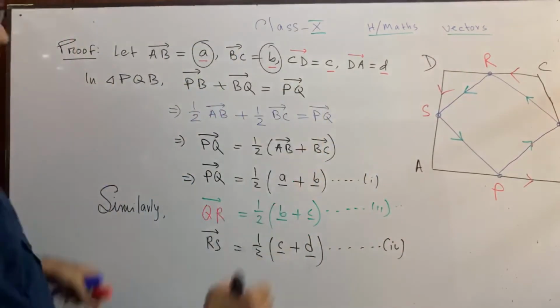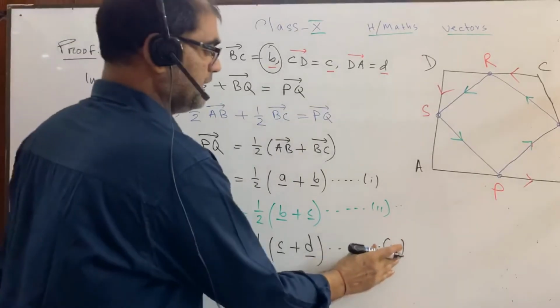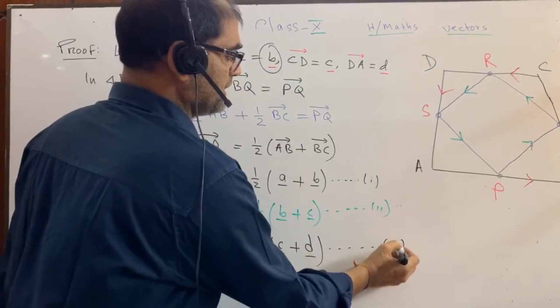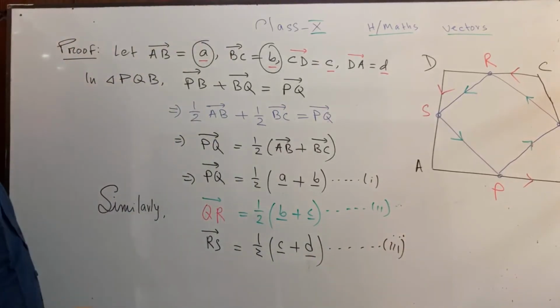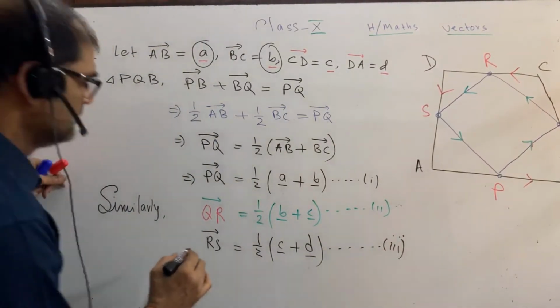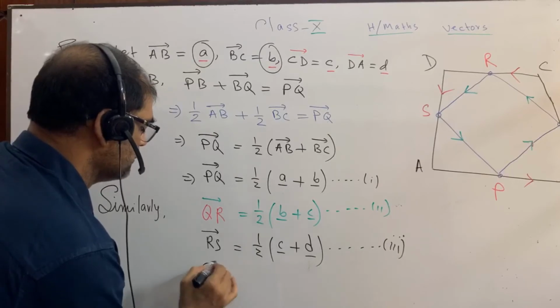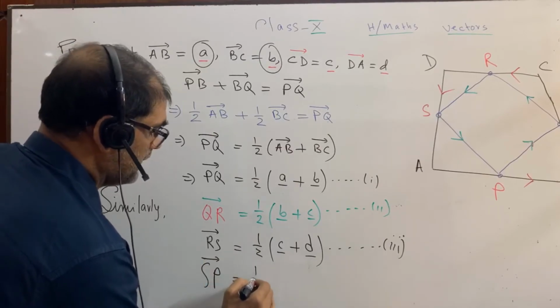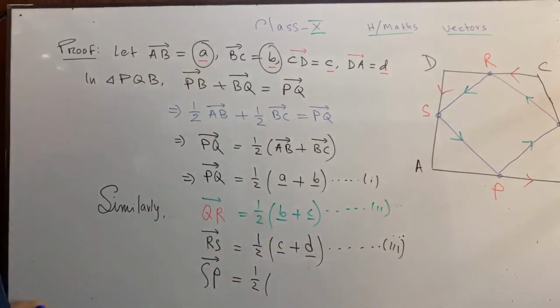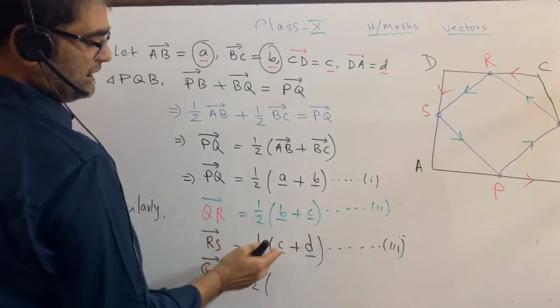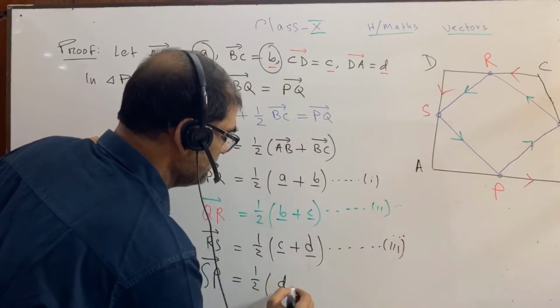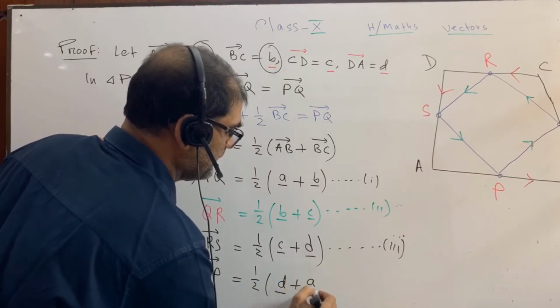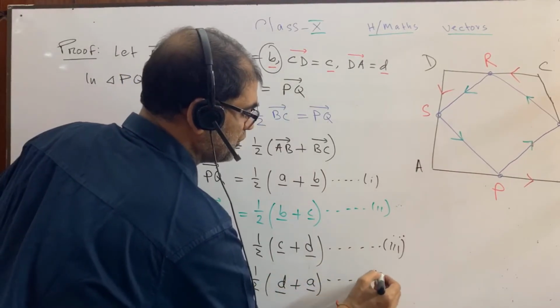This is equation 3. Now what comes next? SP equal to half of, this is AB, BC, CD, then D plus A. This is now equation 4.